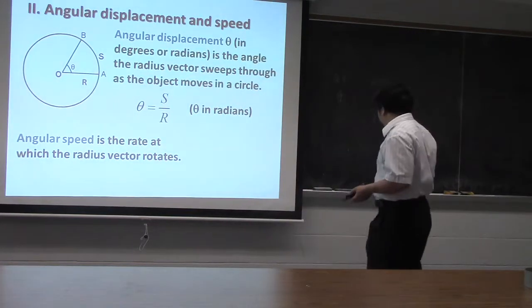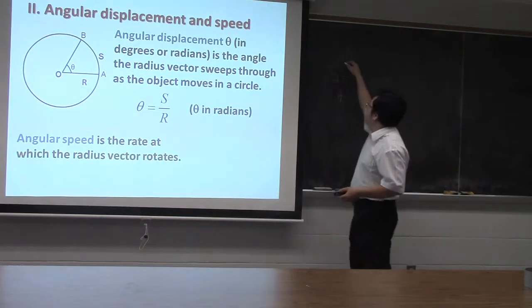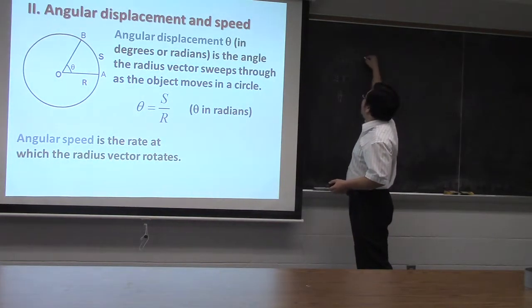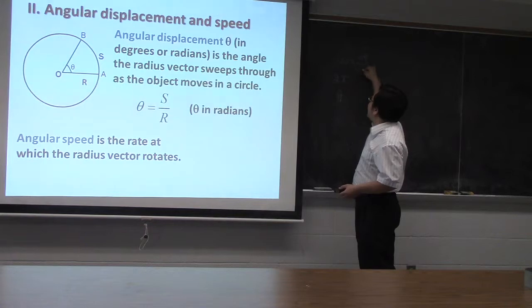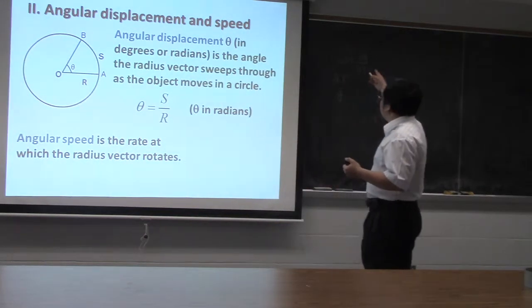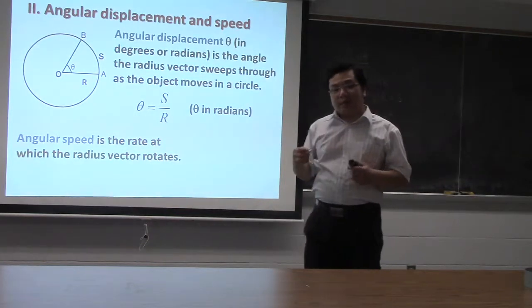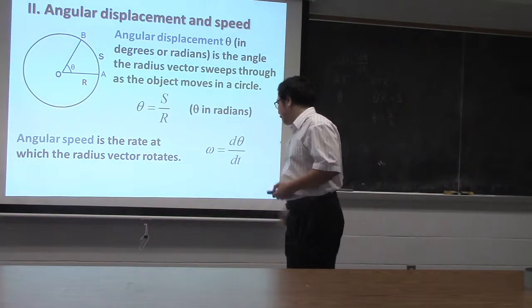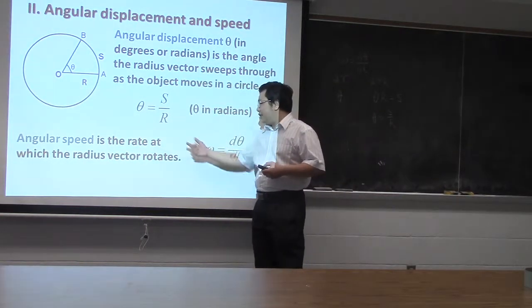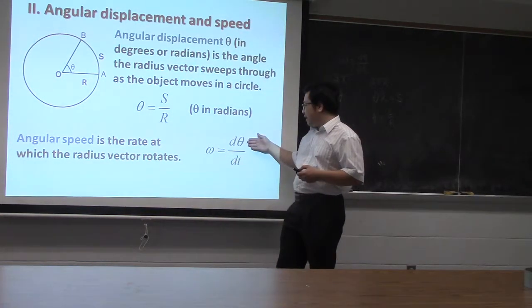To derive the equation for angular speed, omega, we take the change in angular displacement over the change in time. Or in other words, the derivative of angular displacement with respect to time. So we have this relation. And according to this relation, angular speed has the unit of radians per second.